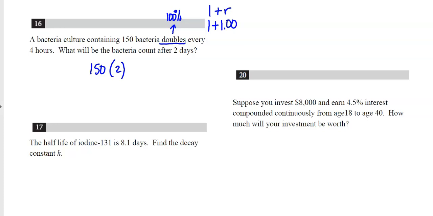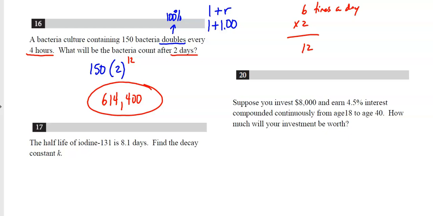Now the tricky part about this problem is the exponent, because it's doubling every 4 hours. And we want to know how much it is going to be after 2 days. Well, if you think about it, you're going to double basically 6 times a day, because 4 hours goes into 24 hours 6 times a day, times 2 days. So it's going to double 12 times in 2 days. And this ends up being a pretty big number, 614,400.